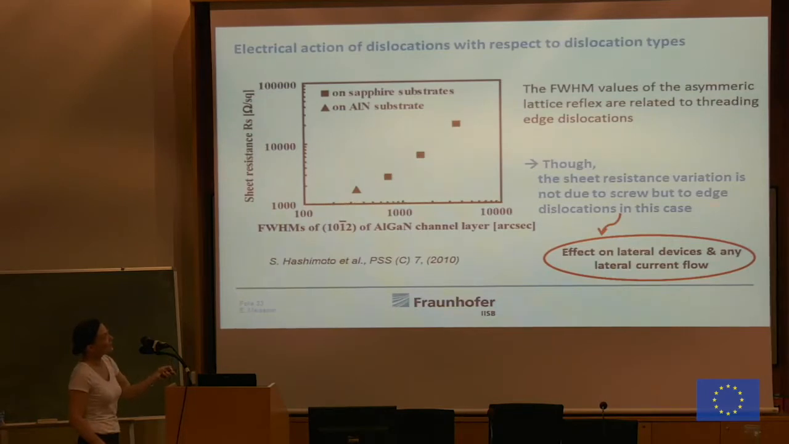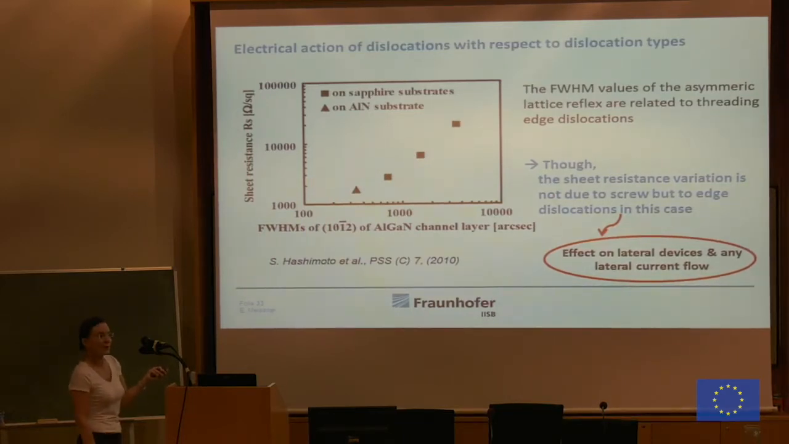So, for example, a sheet resistance, which is an electrical parameter which is important, can vary due to edge dislocations and not due to screw dislocations. Screw dislocations will just scatter, but edge dislocations have a different action in that case, and an effect on a lateral device or any lateral current flow along their direction.